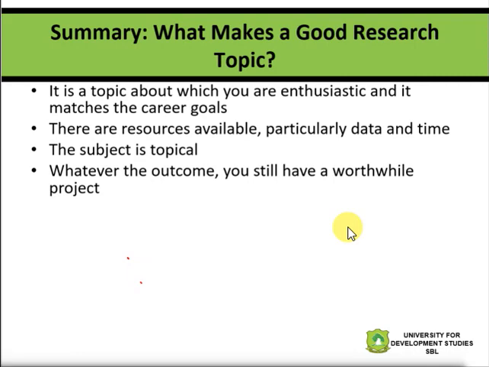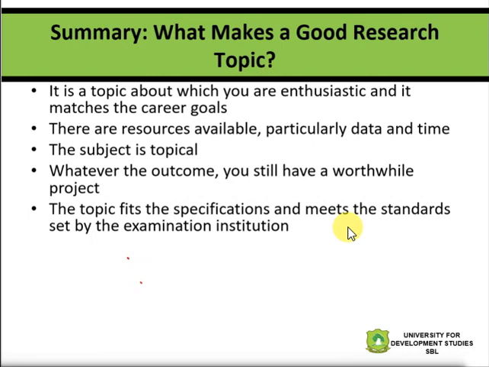Also, the topic should fit the specifications and meet the standards of the university or the department. For instance, in the School of Business and Law, we always say that if you are doing your degree in a particular area, for instance accounting, the topic should be related to accounting. Otherwise, the department will not accept it. Even if the department goes ahead to accept it, remember that you can only choose a supervisor in the department. So you will not be able to get a supervisor in the accounting department if you choose a topic related to procurement, because accounting lecturers will not be able to supervise a procurement thesis.